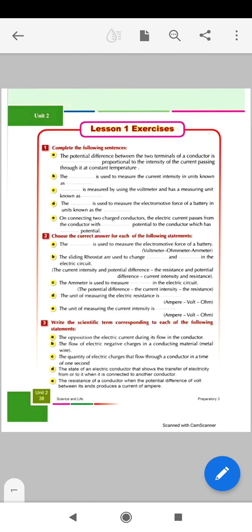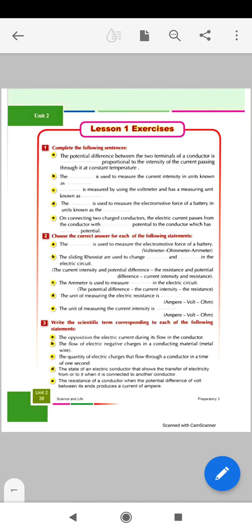The potential difference between the two terminals of a conductor is proportional to the intensity of electric current. The potential difference, the relation between it and the intensity of electric current, bravo, direct relation. The ammeter is used to measure the current intensity in units known as ampere. So my device is the ammeter and the unit is ampere.